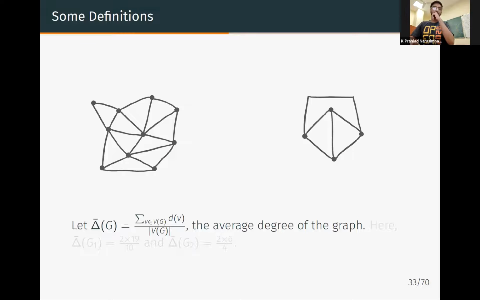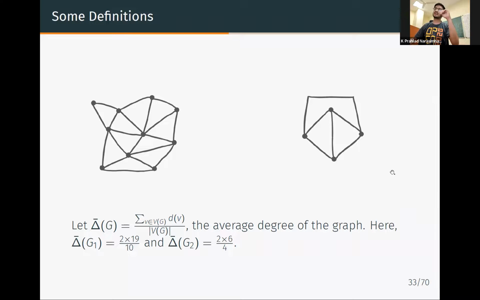Anyway, so we let delta bar of a graph, of a planar graph, no, any graph G, be equal to the sum of the degrees divided by the total number of vertices. Right? This is how you normally define an average of a bunch of things. And this is the average degree of the graph G. You can check that for this one, G1, the average degree is 3.8, which I've just written as 2 into 19 by 10.